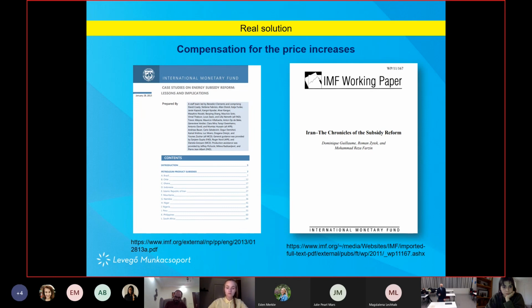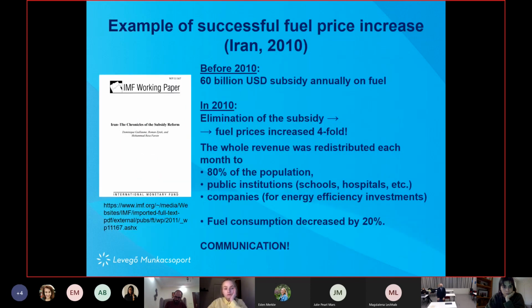I will speak in detail about what happened in Iran. Before 2010, there was $60 billion of subsidy each year on fuel. But then the government decided that it would eliminate this subsidy. And so in 2010, they stopped subsidizing fuel, and the fuel prices increased four times. But there was no revolt, and even people were very happy about it.